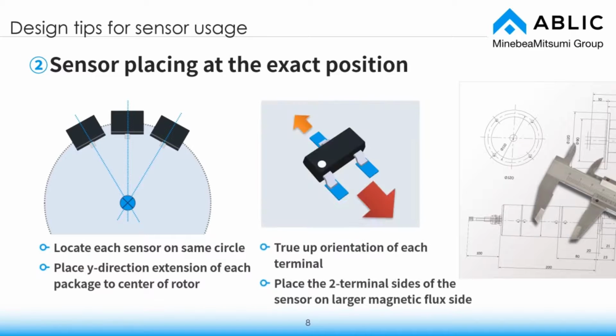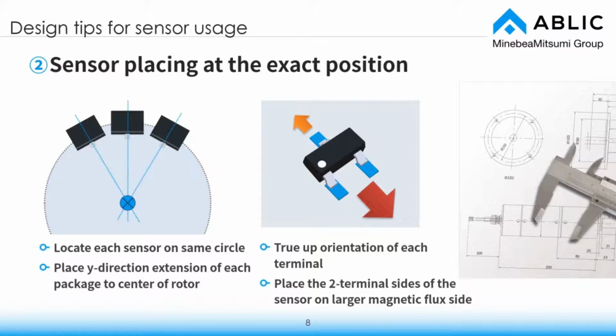The second one is a proposed solution to the problem of uneven sensor position. The sensors detect the magnitude of the magnetic flux of the rotor and then output a signal. In order for each sensor to receive equal magnitude of the magnetic flux of the rotor, it is recommended to place them on the same circumference as much as possible.